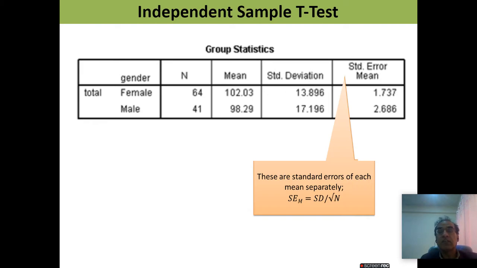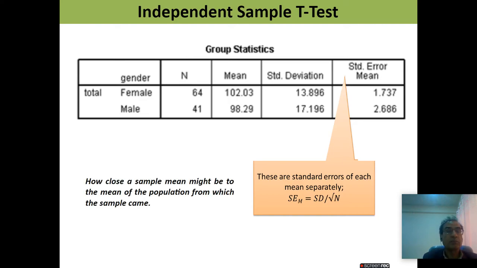The standard deviation is 17.197. Standard error is 2.68. So these are the standard errors of each mean separately, and we can find the standard error by dividing standard deviation by the square root of the population size. So, how close a sample mean might be to the mean of the population from which the sample came. It depends upon where we have taken the sample.